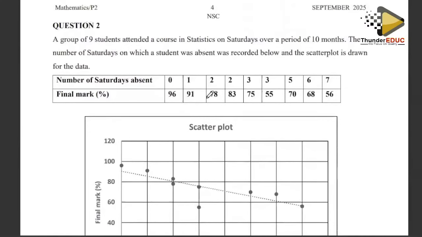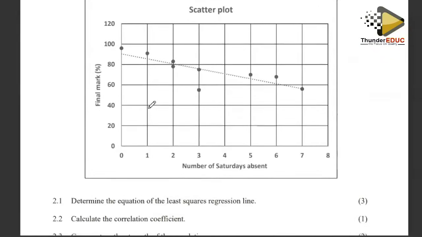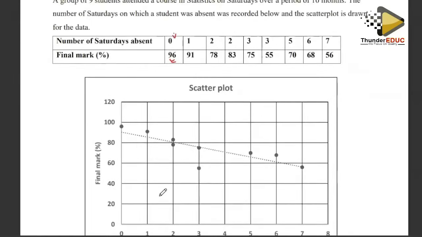Question number 2. A group of 9 students attended a course in statistics on Saturdays over a period of 10 months. The number of Saturdays on which each student was absent was recorded, and a scatter plot was drawn. If the student was absent for no day, we get 96%. For 1 day, it's 91. So we are literally saying that the more the absenteeism, the lower the marks. So they drew the scatter plot for us, and then they want us to determine the equation of the least squares regression.